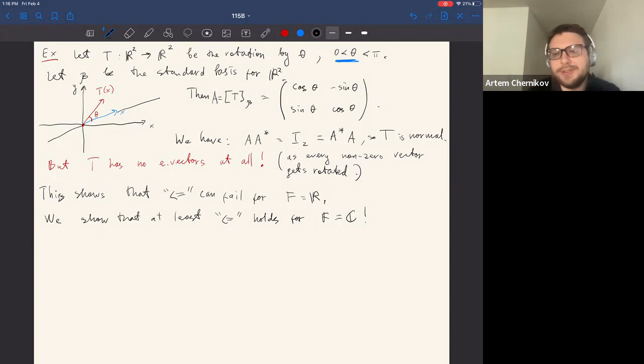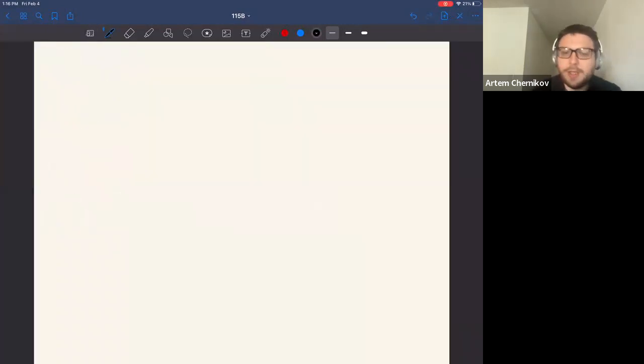Okay, so this illustrates in particular the difference between complex inner product spaces and real inner product spaces. Some things can be true in one case, but not in the other. It's important to remember. All right. So now let's obtain some results which lead us to showing this implication for complex inner product spaces.